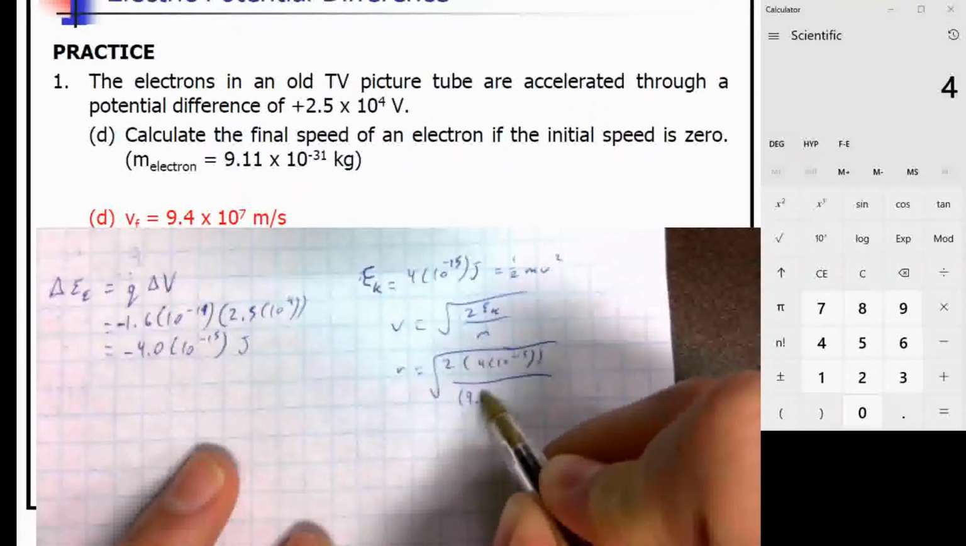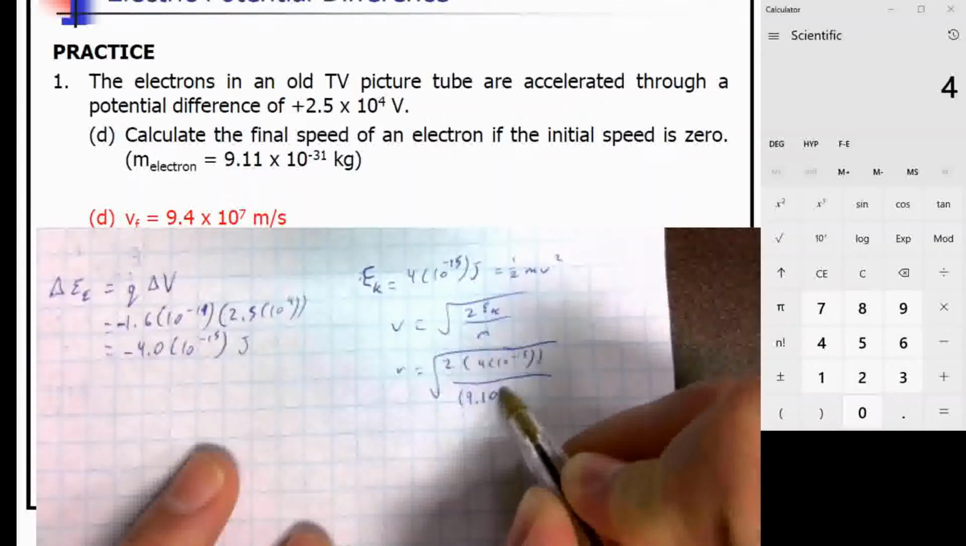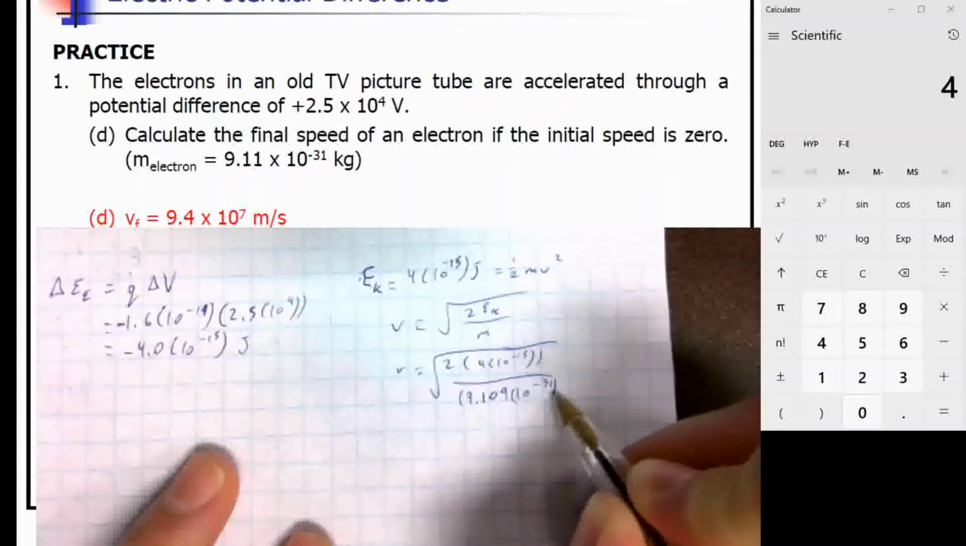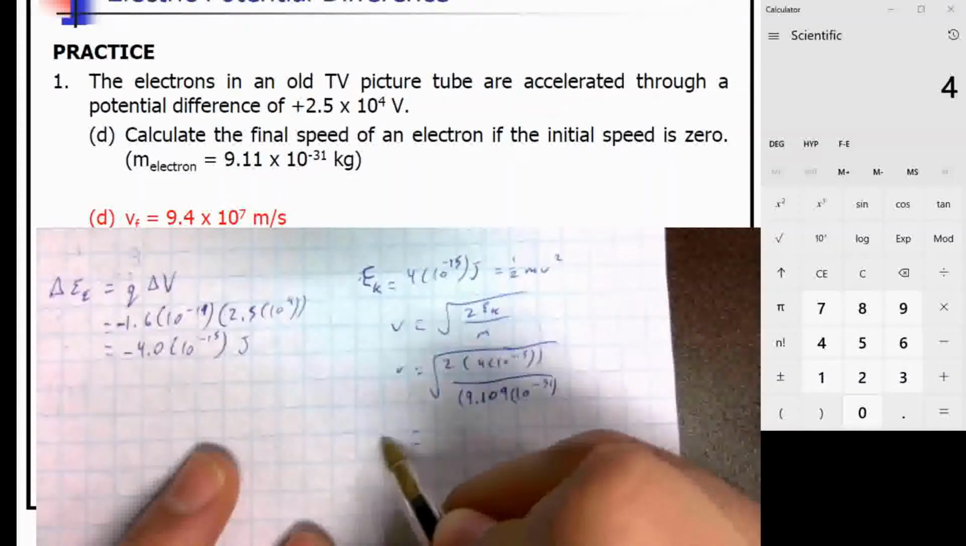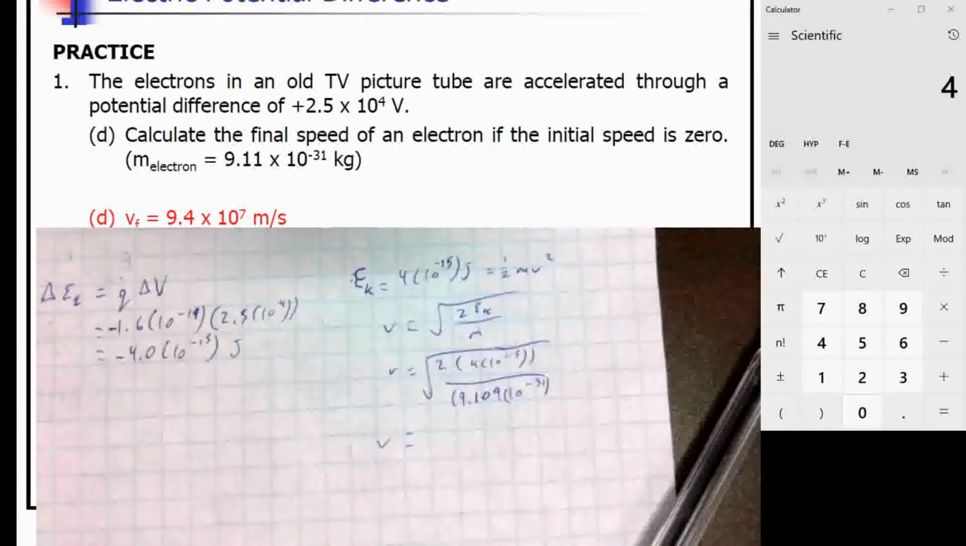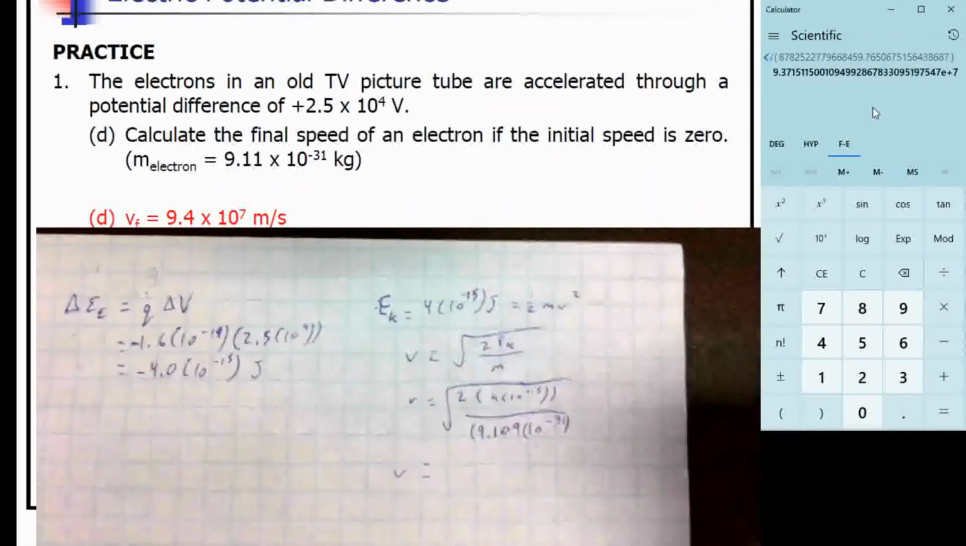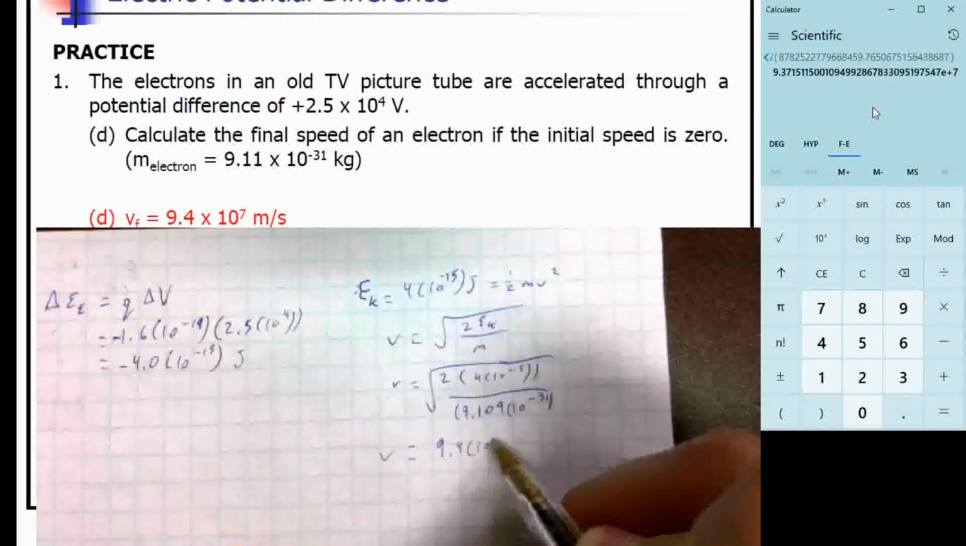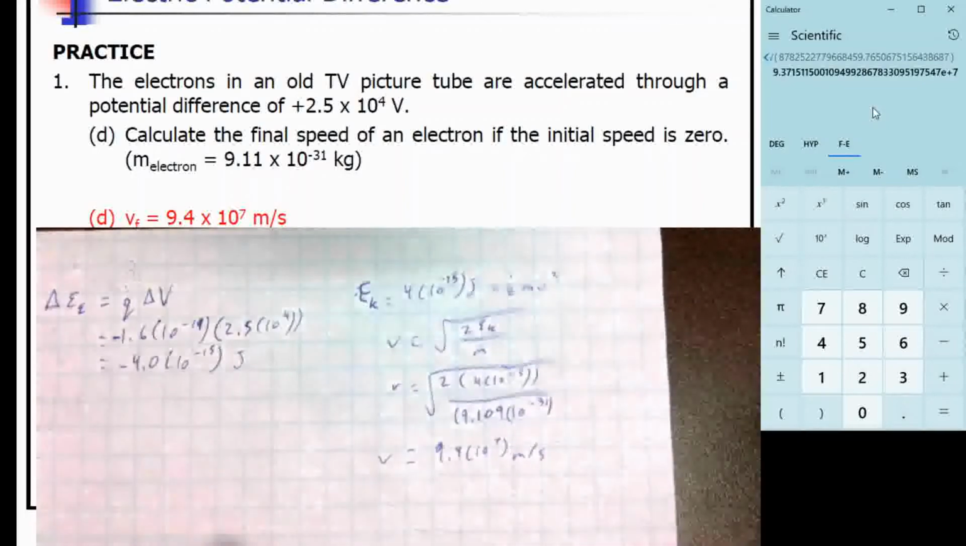The mass of an electron is 9.109 times 10 to the negative 31. I think they give you a different value there, but it won't matter too much when we do this. So 2 times 4 times 10 to the power of negative 15 divided by 9.109 times 10 to the power of negative 31. And I find the square root of this. I end up with a very fast-moving electron, 9.4 times 10 to the 7 meters per second.